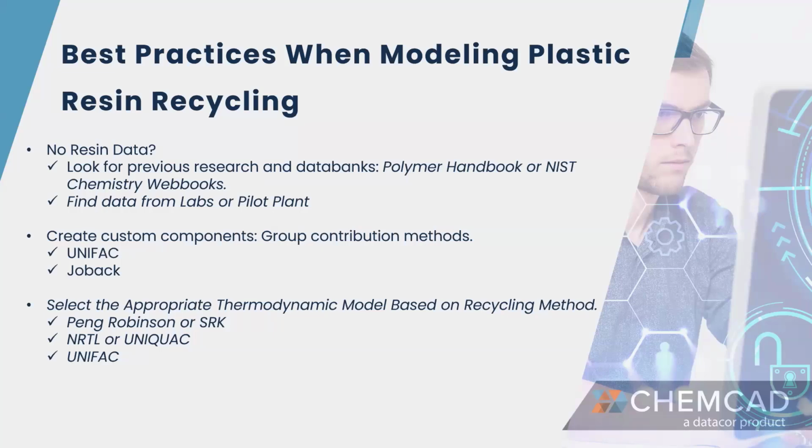So what do you do with this data? You can create custom components. CHEMCAD has different correlations to estimate some properties based on chemical structure. The JOBACK and UNIFAC methods are both group contribution methods used for estimating thermophysical properties of chemical compounds. So when you create your component, you can perhaps mix the predictions from these correlations and also get data from those research papers and data banks.